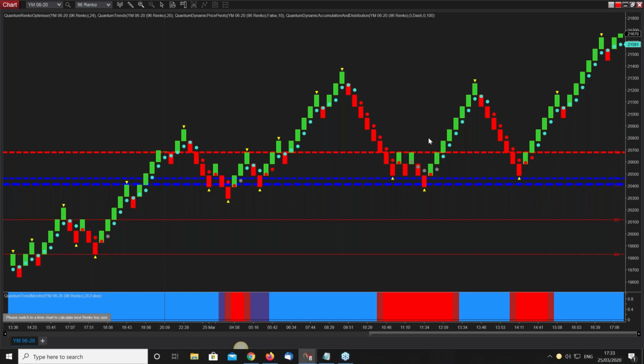The second point is this. Up at the top here, we've got a figure of 96. What does that mean? Basically, it means that each of these bricks is equivalent to 96 points on the YM. Now, if you're not familiar with the YM, the mini YM is $5 a point, and the large Dow is 25. These are futures contracts. This is the June contract for the Dow 30. In other words, each of those bricks is worth 96 points. So I'll leave you to do the maths, but we're getting on to $500 a brick here.